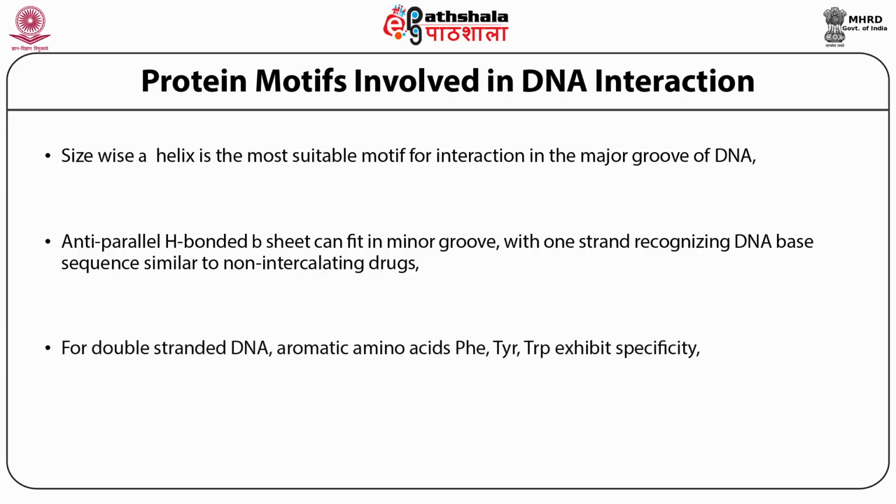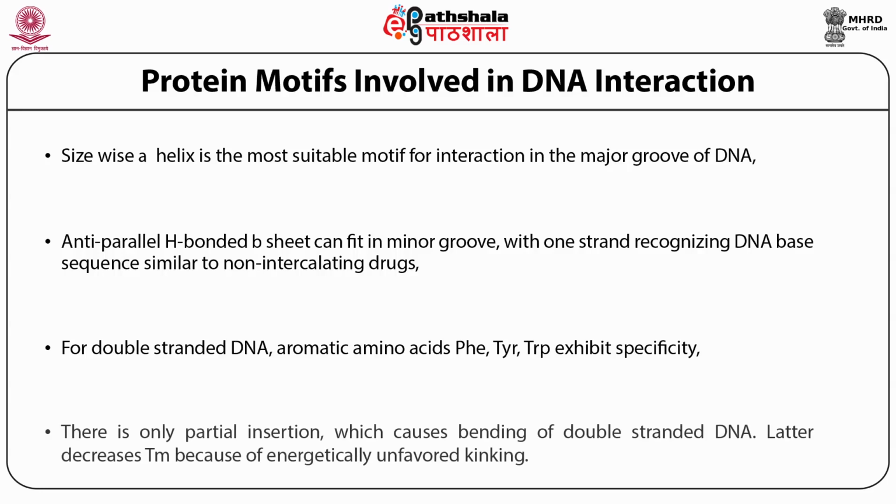For double-stranded DNA, aromatic amino acids, phenylalanine, tyrosine, tryptophan exhibit specificity. There is only partial insertion of these residues, which causes bending of double-stranded DNA. The latter decreases Tm because of energetically favored kinking.